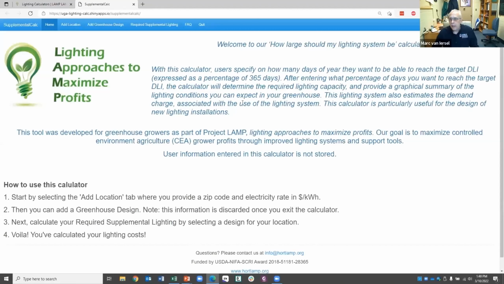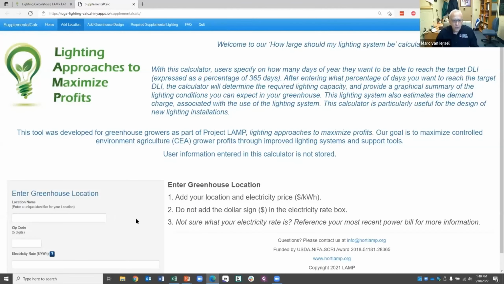And so this is the calculator and the interface. We start off here at the top on the home page. We have instructions step by step on what to do. So next we go to the add location page.